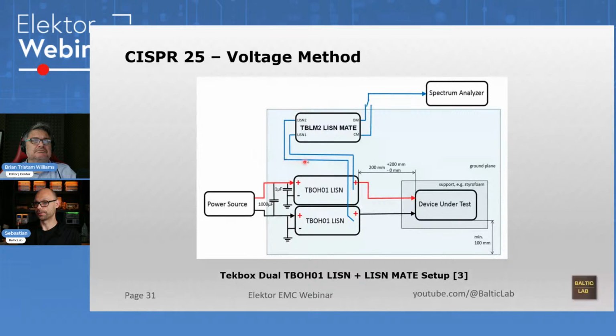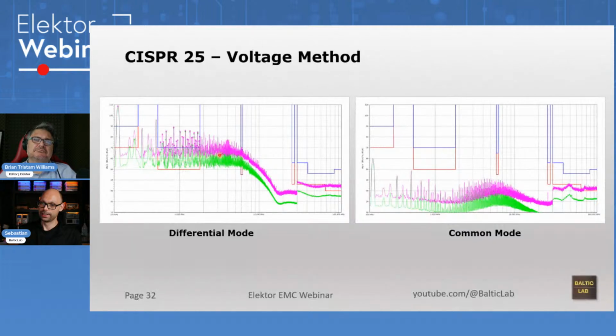Yes, here's the drawing. The ListenMate is the newer version. I'm not using it, but the graph is the same. Two LISNs, ListenMate, spectrum analyzer, and you can switch between differential mode and common mode. Here I have the differential mode, so that part of the noise that is traveling in opposite directions on the line. And over here, I have the common mode, so the amount of noise that's traveling in the same direction on the wires.